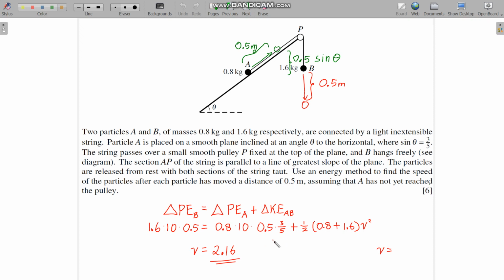The sine theta is 3/5. And for the delta KE, we use the total mass, same velocity. We're looking for the velocity, and we get the final answer.